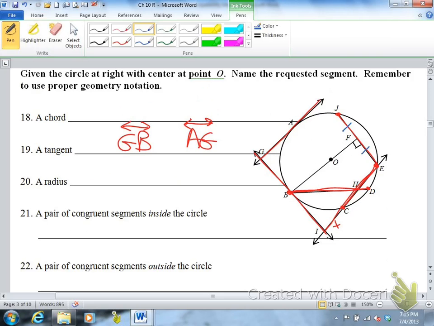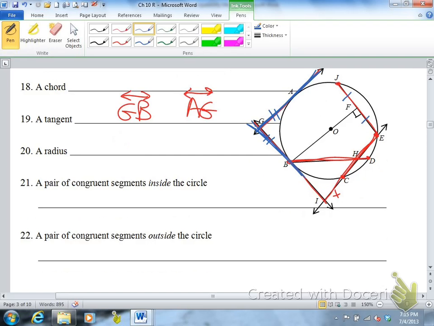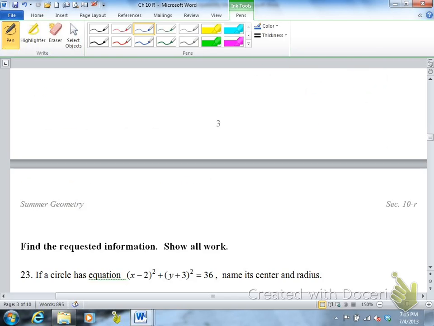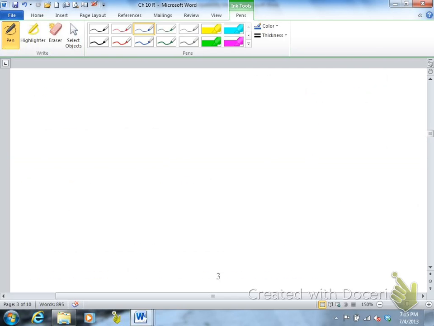Pair of congruent segments outside the circle. Remember when 2 tangent lines intersect outside the circle, that would mean this segment and this segment, AG and GB, are both congruent. Okay, that's enough of that. There's a lot of empty space there, isn't it?